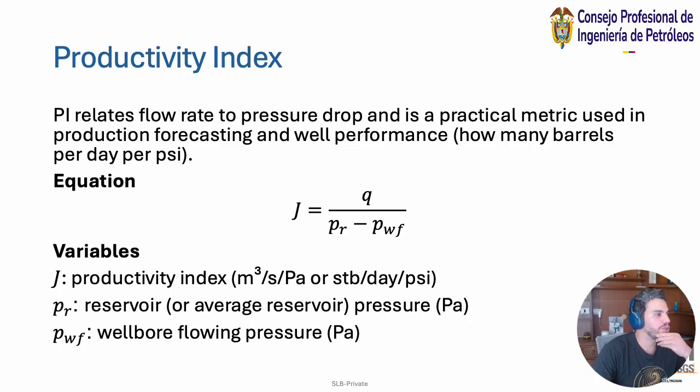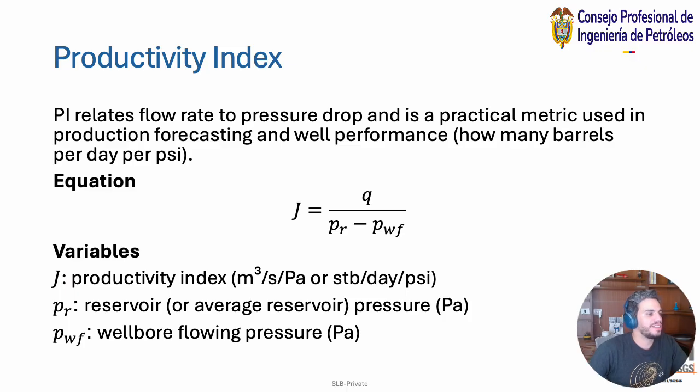Now moving on to the productivity index. This is a very simple equation, but it is a very important equation. And it's relatively simple in derivation as well. The productivity index, also known as PI, relates the flow rate to pressure drop, and it's a very practical metric used in production forecasting and well performance. So basically, how many barrels per day for a given pressure.